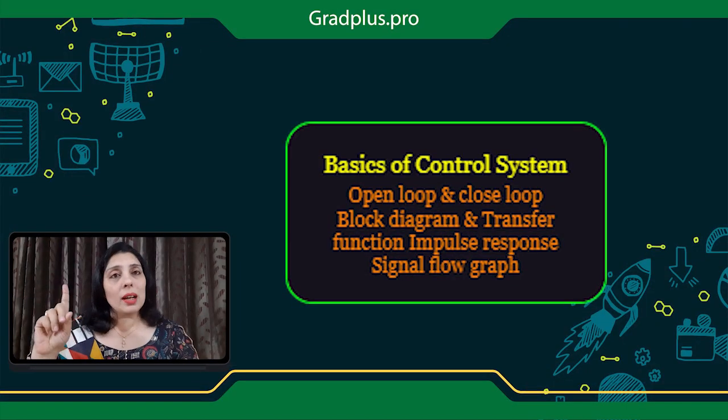In the first go, you must start with the basics of control systems, where you will understand the open loop and closed loop systems. You will understand the concepts of the block diagram, the signal flow graph, the transient responses, and the impulse response. Okay, so you will understand all these things here.